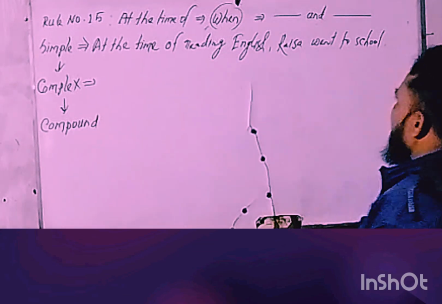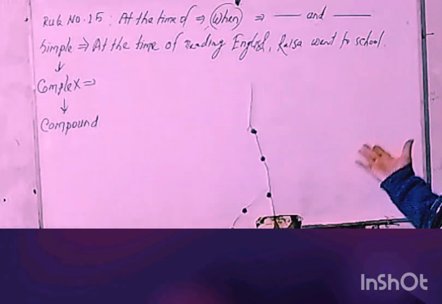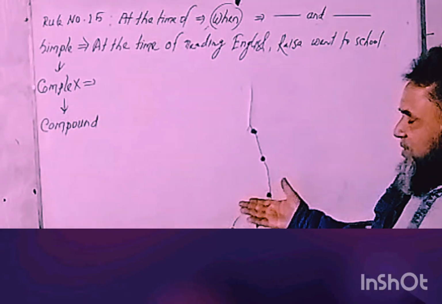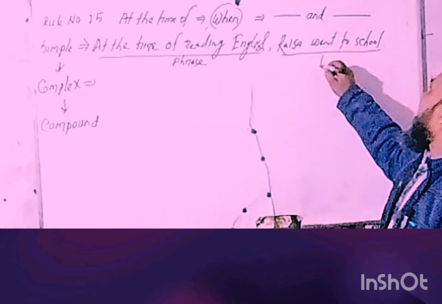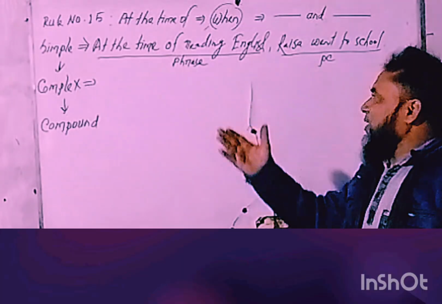Of course, this sentence is a simple sentence because in this sentence there is a principal clause and a phrase. According to the definition, it's a simple sentence because this sentence has a phrase and a principal clause. Now suppose you're told to turn the statement into a complex sentence.